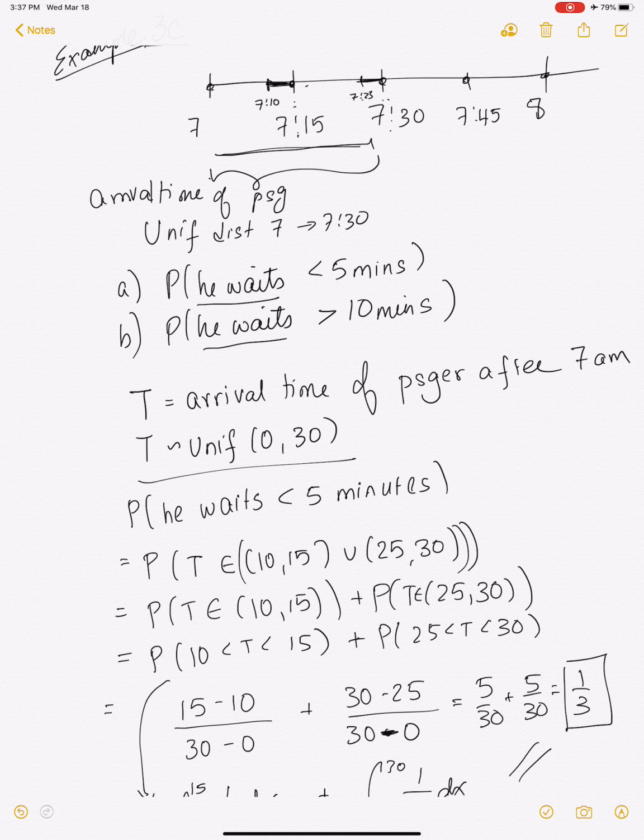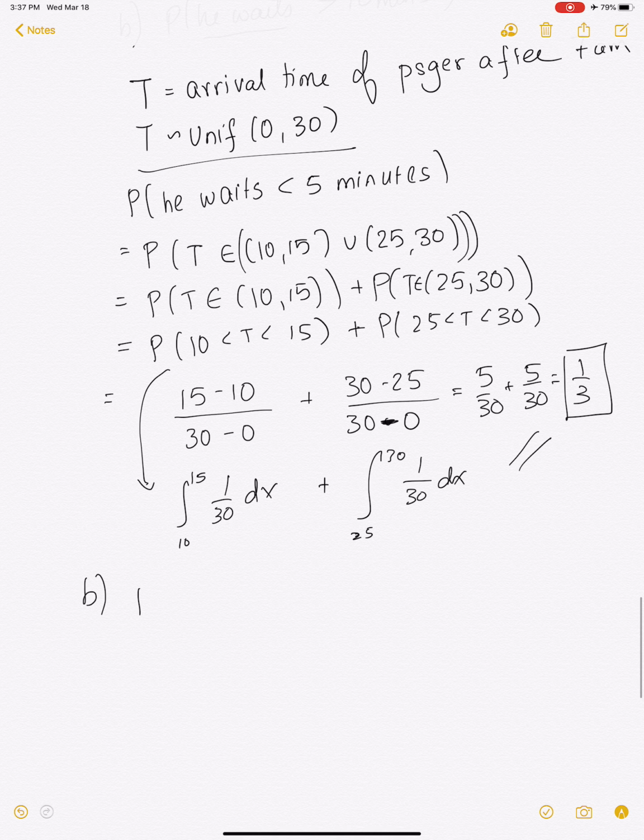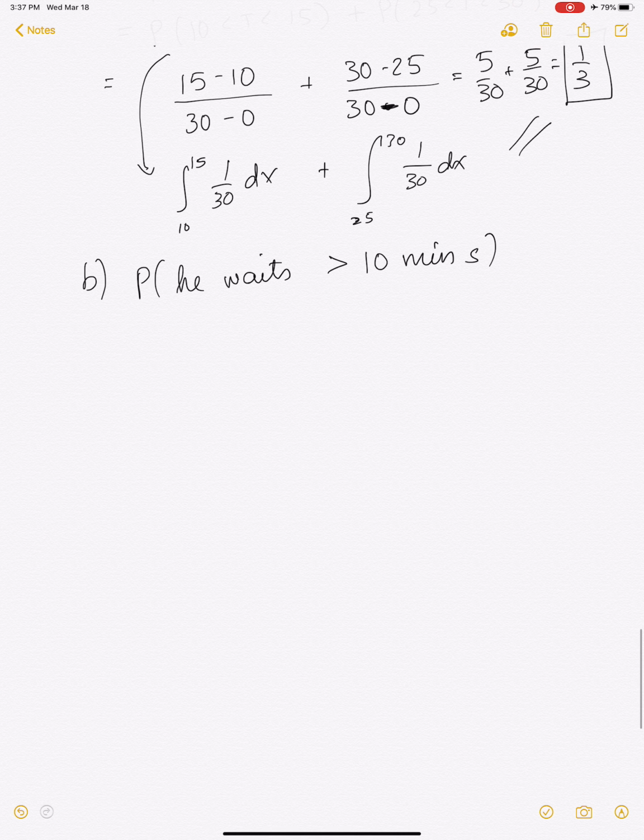Okay, so now in part B, you ask, what's the probability that he waits more than 10 minutes? Okay, so now think about this. The passenger will arrive certainly in that time, okay? So 7 o'clock, 7:15, 7:30. I mean, in this interval, okay? That's when the person arrives. So what will make him wait more than 10 minutes?